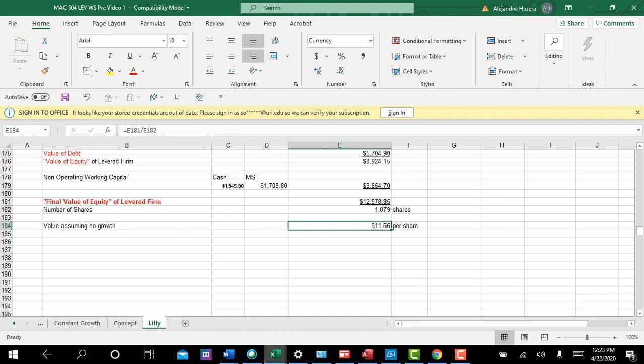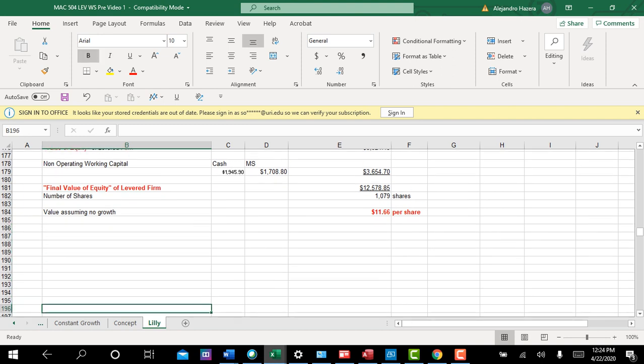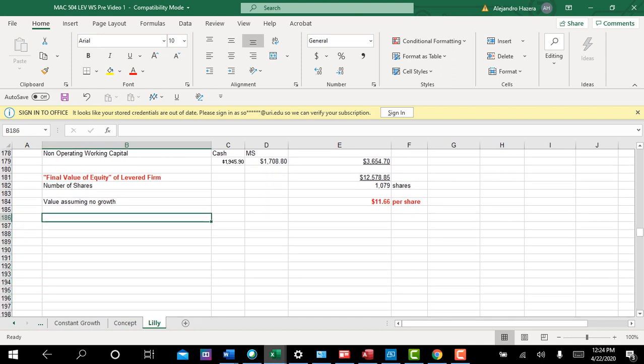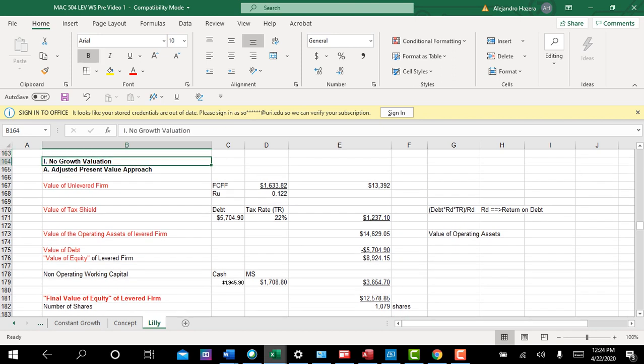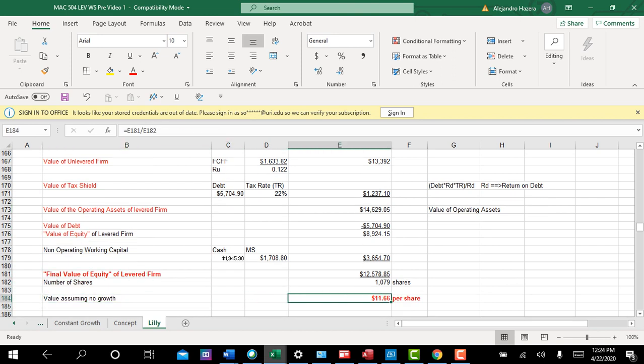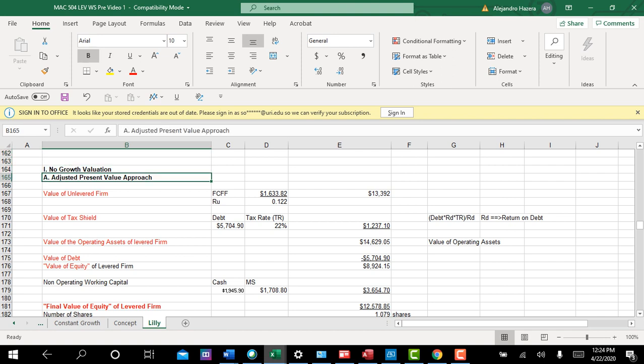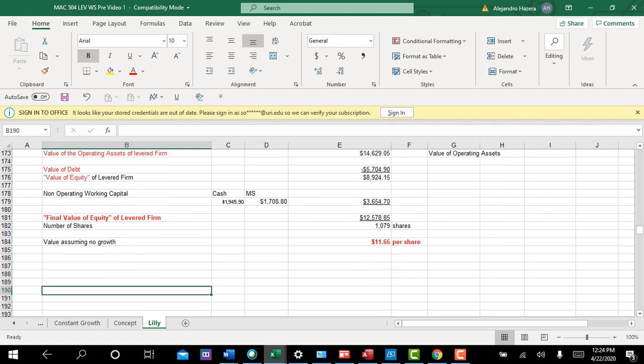What I'm going to do is a quick balance sheet, and this balance sheet is going to be the starting point for the next video. Keep in mind what we did here. We did a no growth valuation and got a final value for the firm of $11.66 per share, pretty much using one approach, the adjusted present value approach. Now, in the next video, we're going to use another approach, called the weighted average cost of capital approach, and we should get the same valuation.